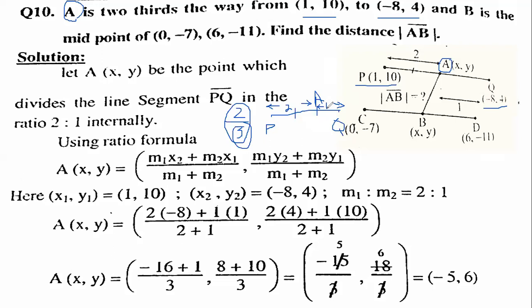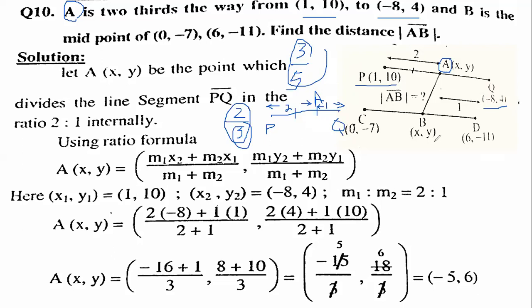Son, is this point clear to you? Yes, sir. Okay, now there is a question for you. If we say the position of A is 3/5, then what will be the values of m1 and m2? 3:2. Yes. 3:2. 3:2. Excellent.